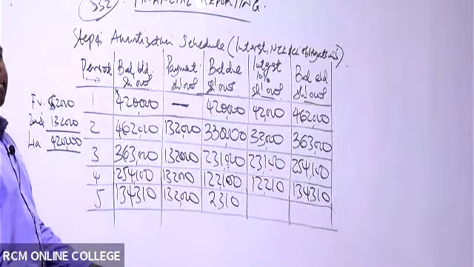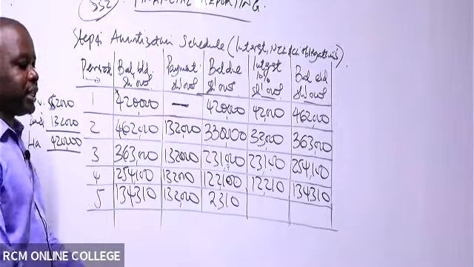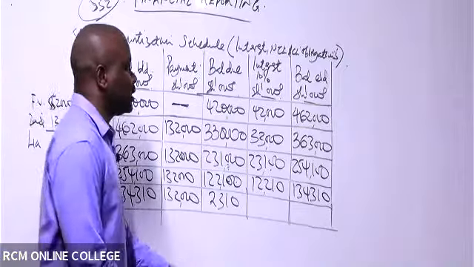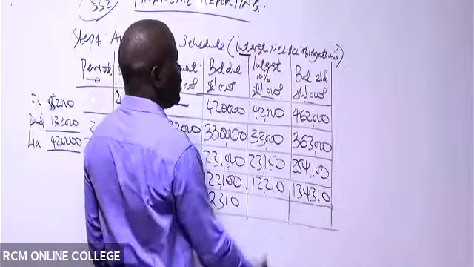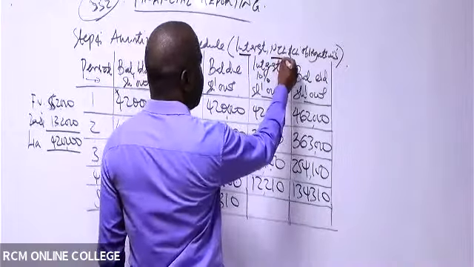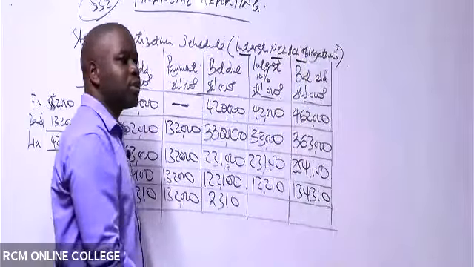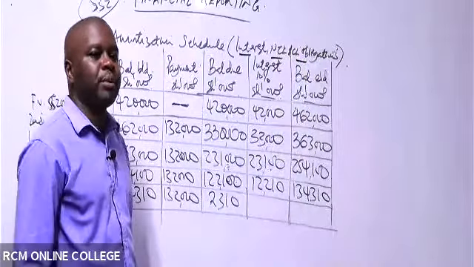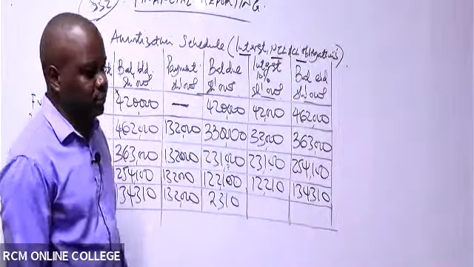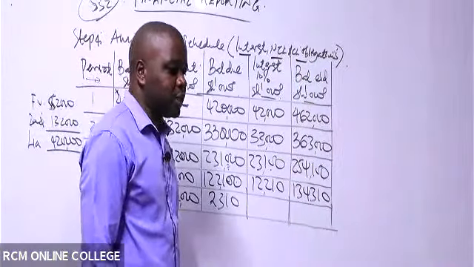But of course, our main purpose for coming up with this schedule was for us to identify the interest for each and every period, to identify the current liability obligation. That was our main purpose of coming up with the schedule.